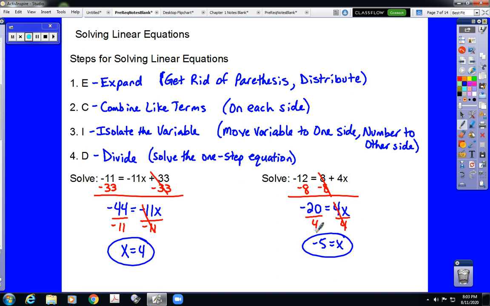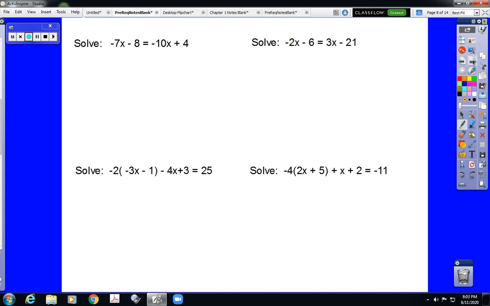So we don't always have all four steps. Again, if there are parentheses, we take care of them first. If there are like terms, we take care of that second. Then we isolate our variable, and then we divide. Okay, four-step process. So let's look at some slightly harder problems.